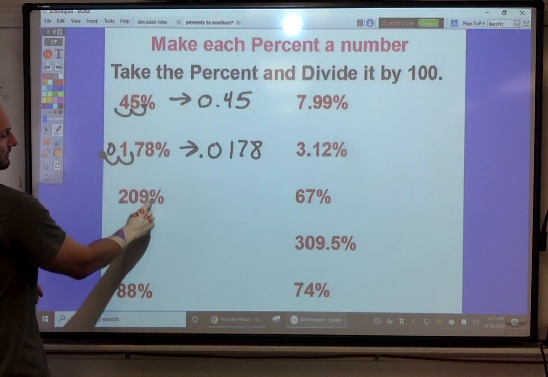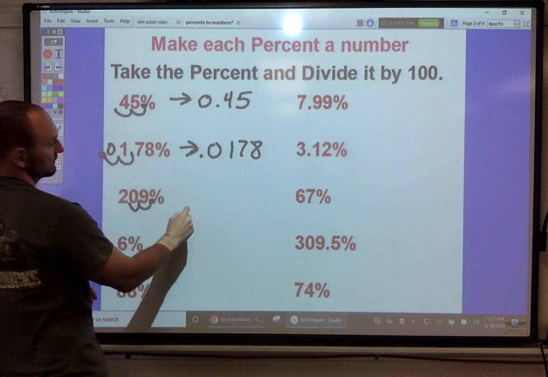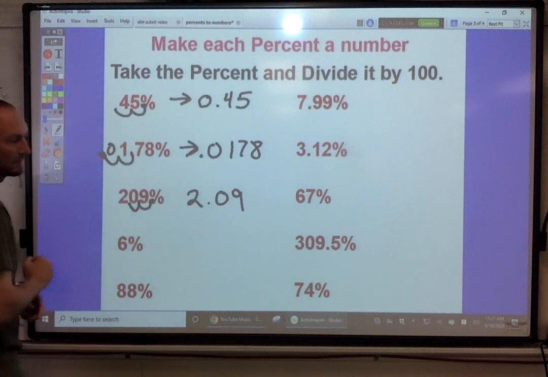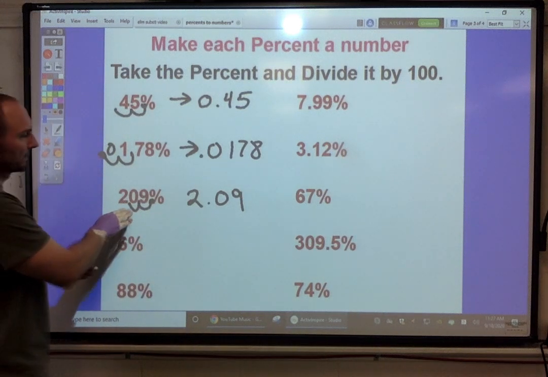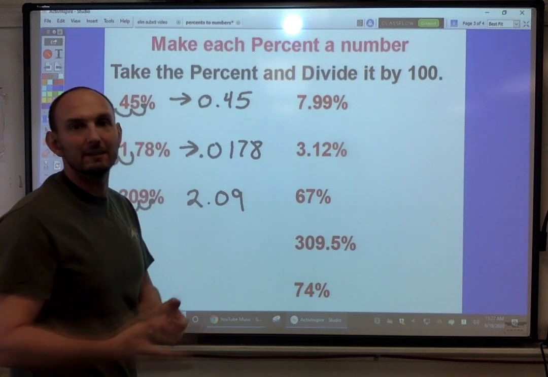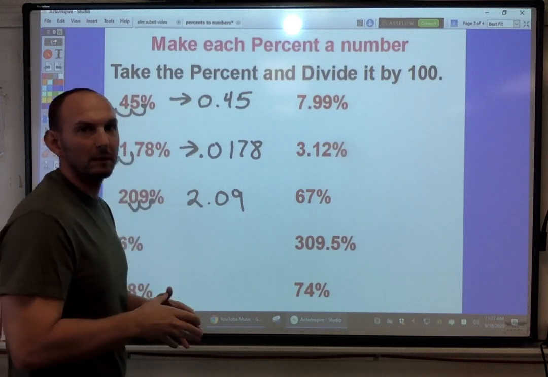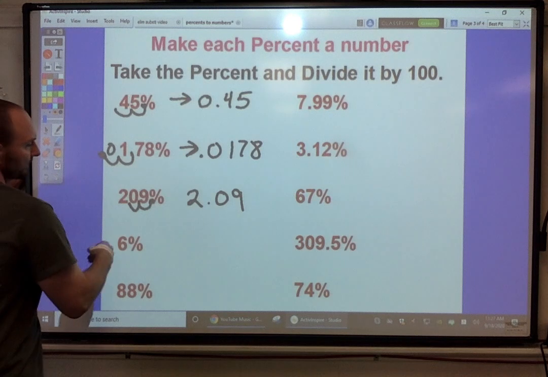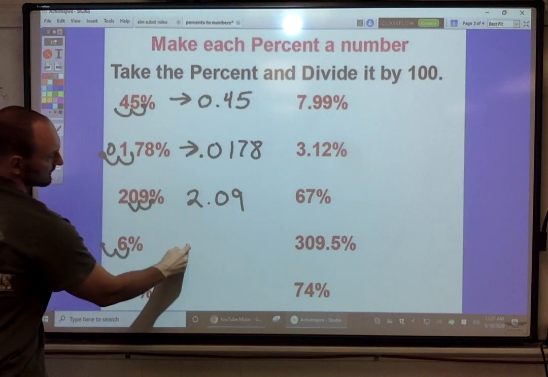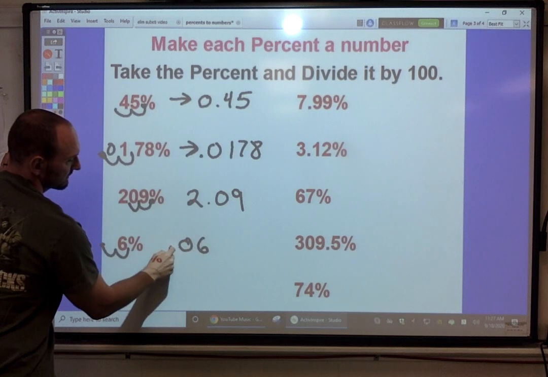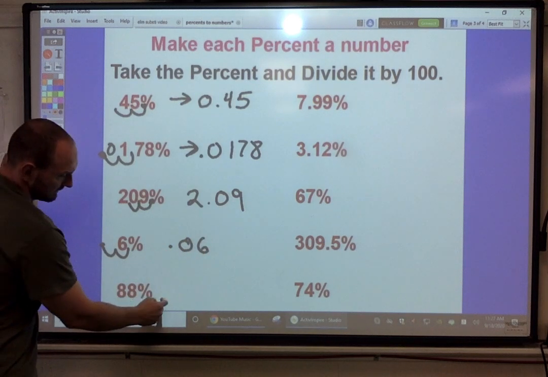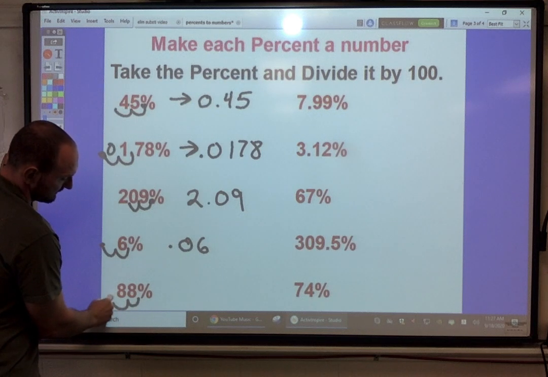So here, moving it 2 places to the left. So 209% is really 2.09. Again, if we think about that one, if I'm getting 200% of something, I'm getting double it, because 100% is the normal amount of it. Okay, move it 2 places to the left. 6% is 0.06. And you've nailed it. Moving it 2 places to the left.